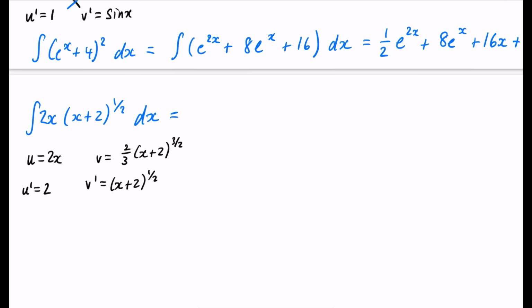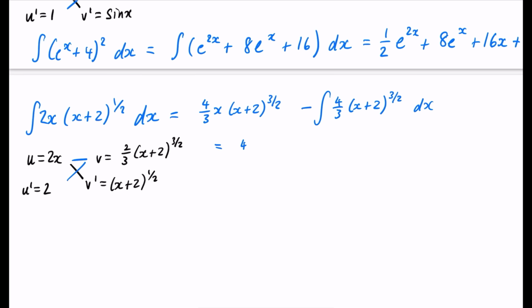So we have already used the first diagonal that came from the question. We're now going to say we get the uv, so we have the 2x times 2/3, which is going to be 4/3 x (x plus 2) to the power of 3 over 2. And then we are going to be subtracting the integral of these two things multiplied, which is 4/3 (x plus 2) to the power of 3 over 2 dx.